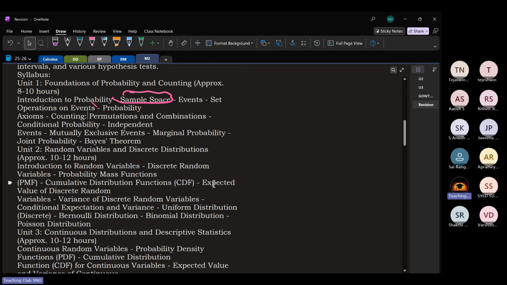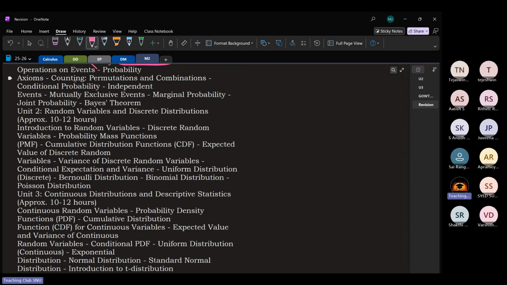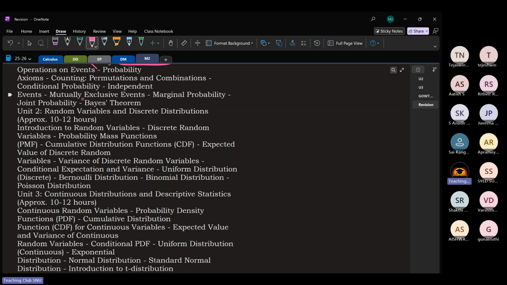Yes, different possibilities. Then we learned about conditional probability where given something has happened, what is the probability of something else to happen? So in conditional probability, we saw that the sample space reduces to the given set. Then in independent events, we saw that the probability of A and B happening would be nothing but P of A into P of B. They are independent of each other.